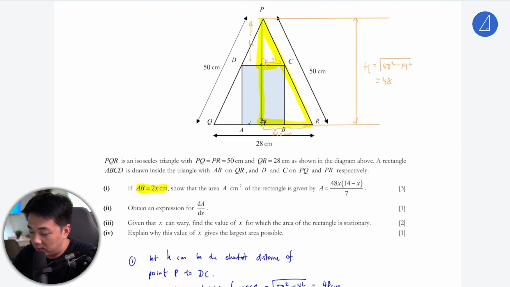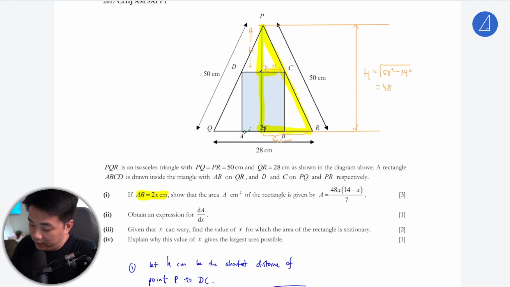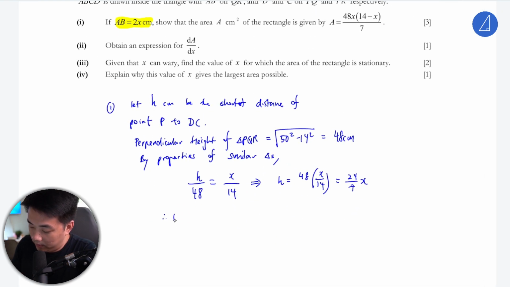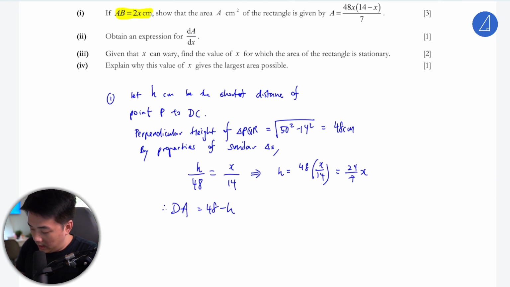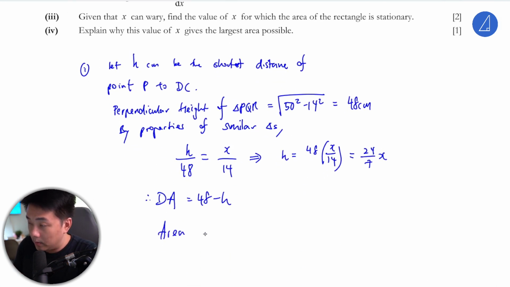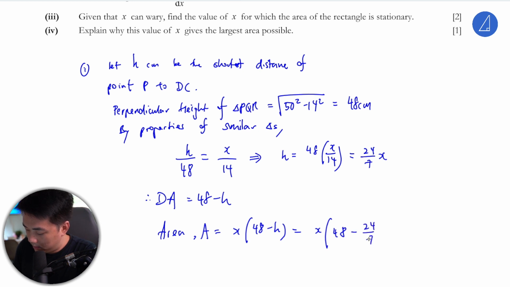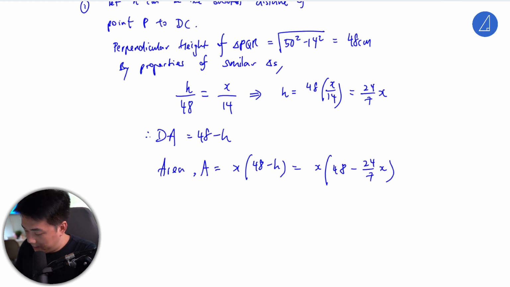Okay, great. Now once we have small h, we know that the length of AD will be 48 minus h, right? So this height here is 48 minus h, because this whole length here is 48. So the area A will be x multiplied by 48 minus h. h is actually 24 over 7 x. There you go. So we need to make this the subject.